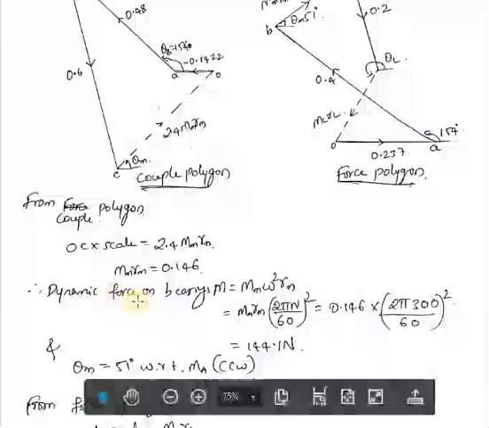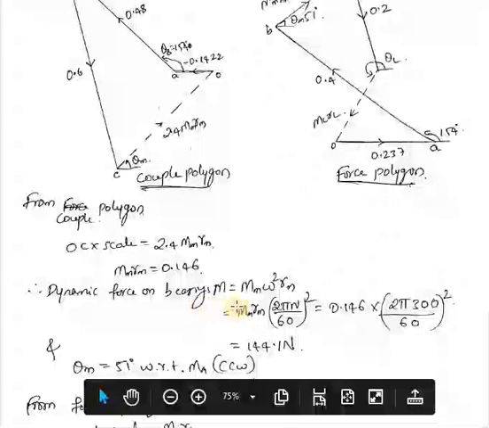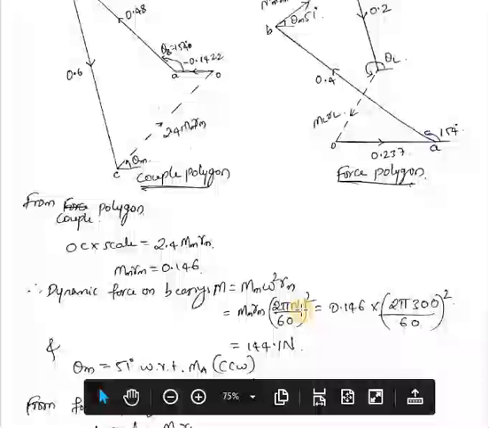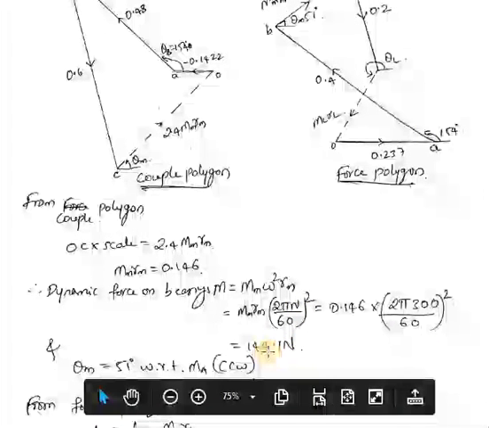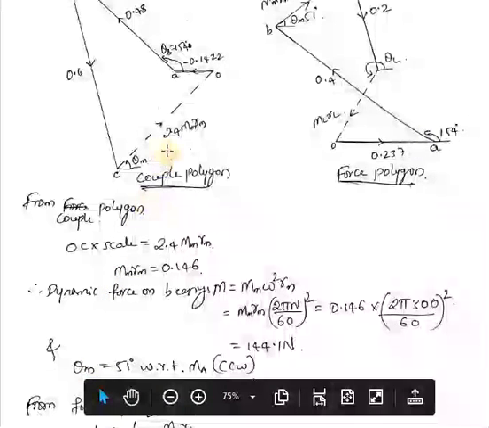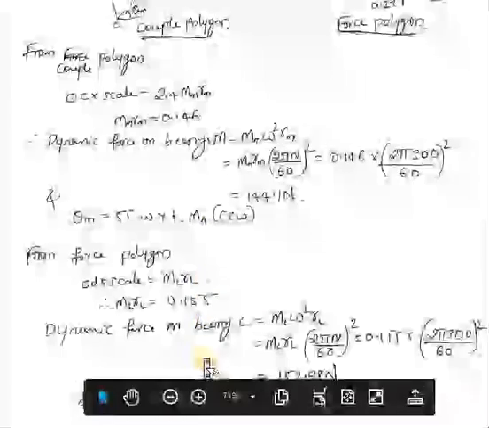For the dynamic force on the bearing M, we can write the equation as mm into omega square into rm. So we have got the value of mm into rm as 0.146, and he has given the speed N as 300 rpm. Substituting, we'll get it as 144.1 Newton, and theta m, we have got from the couple polygon as 51 degrees with respect to mass A, which is measured in the counterclockwise direction.